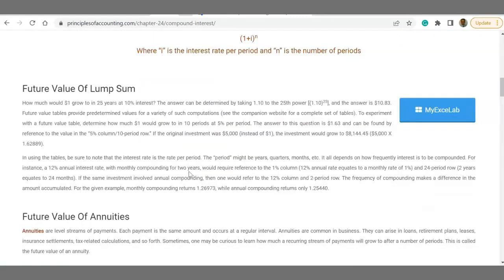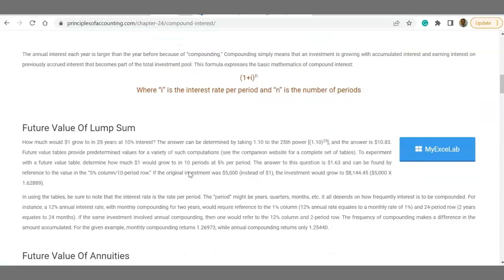For future value of lump sum, this is where I told you can use the future value table, and the future value table will give you the factors, which if you multiply with the factor, then you can get the future value of the dollar that you have in your, let's say, investment.